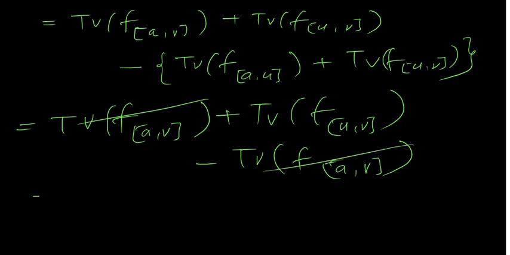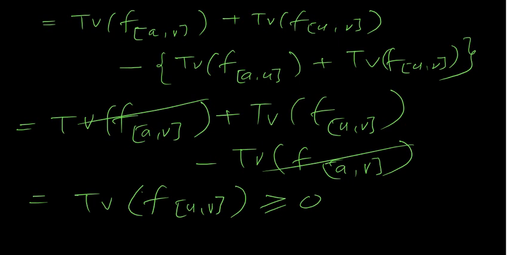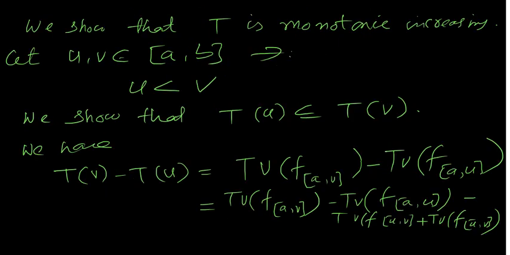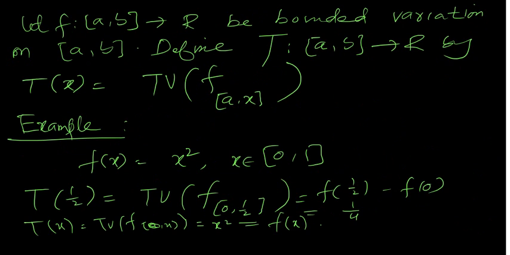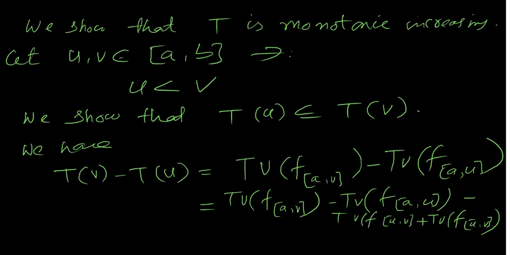This is equal to the total variation of the function f over the interval uv, but total variation is always a non-negative number because it is the sum of the moduli. Actually it's greater or equal to 0. So thus we have seen that this difference, T of V minus T of U, is greater or equal to 0.